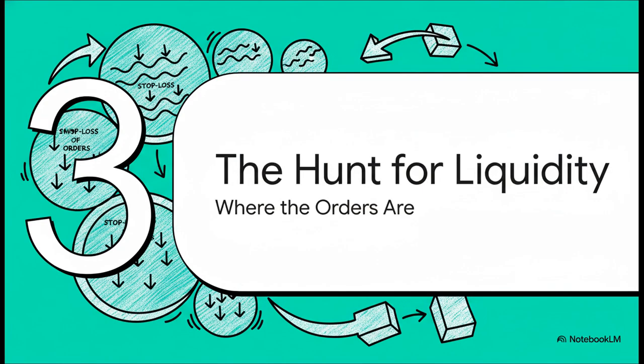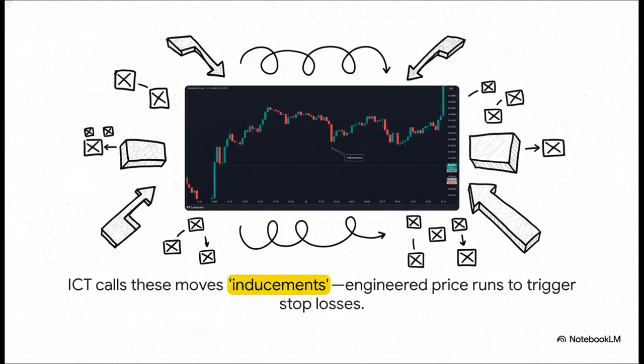So what in the world is liquidity? Well, put simply, it's all those orders piling up, especially the stop losses that everyday traders like us set. The theory goes that smart money actually engineers price swings to hit those stops, which creates the massive pool of orders they need to fill their own huge positions. And this is how they do it.